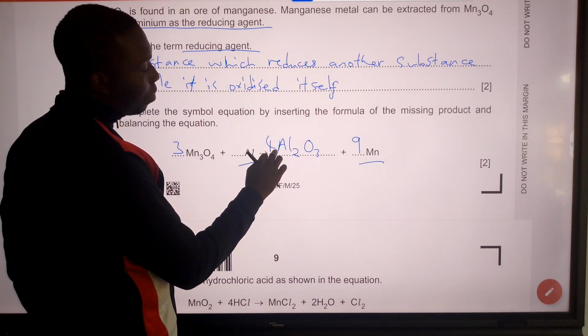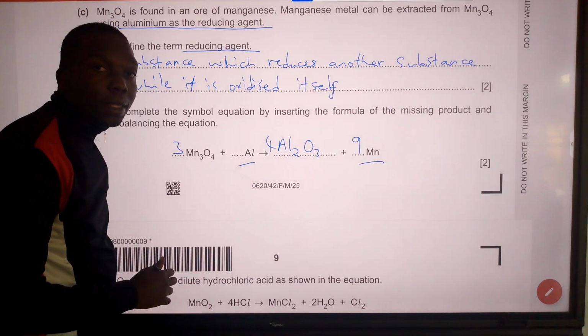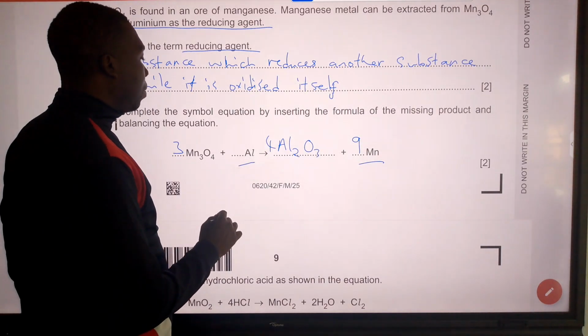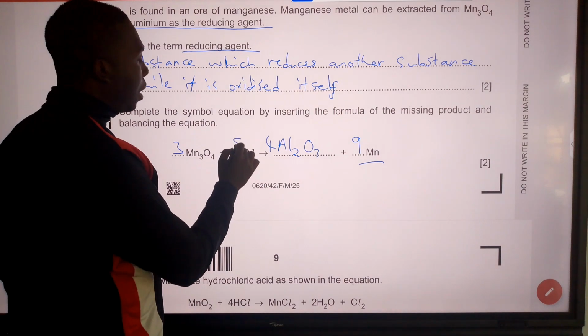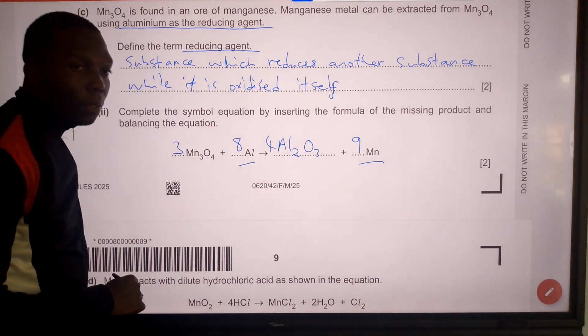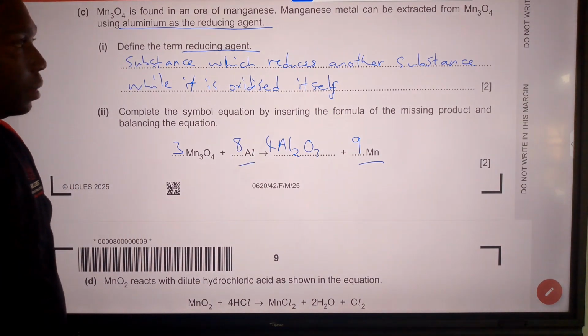On the right, aluminium is 4 multiplied by 2. This is 8 aluminium atoms. Then on the left we have 1, so we are going to put an 8. So now the equation is balanced.